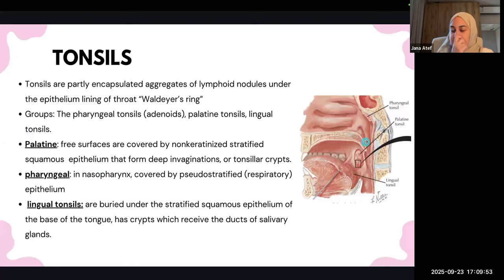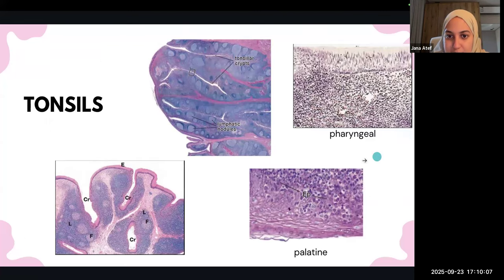If it's found in the nasopharynx, it's surrounded by pseudostratified respiratory epithelium. If you get confused, what's pseudostratified? Remember, respiratory epithelium is pseudostratified epithelium. So pharyngeal is right here, pseudostratified columnar over here. This is how it looks.